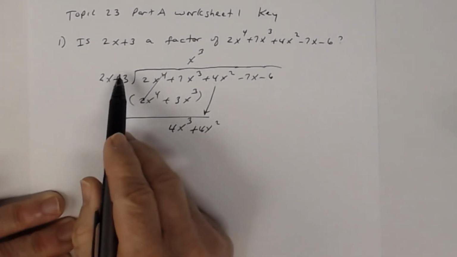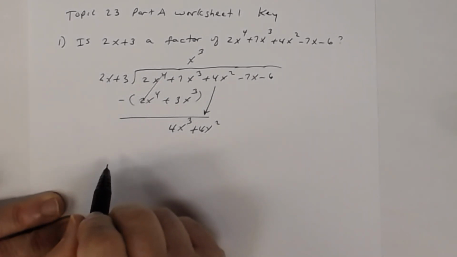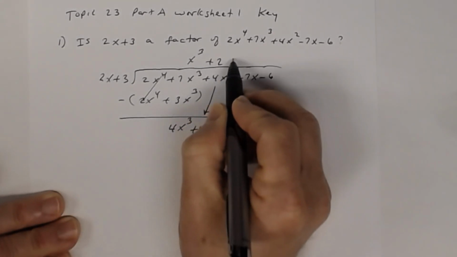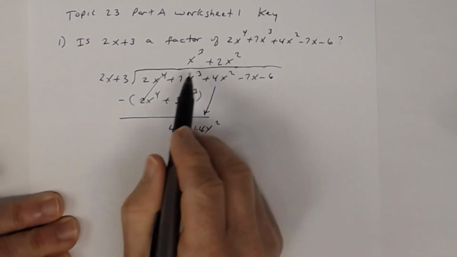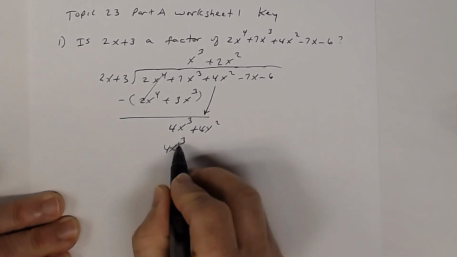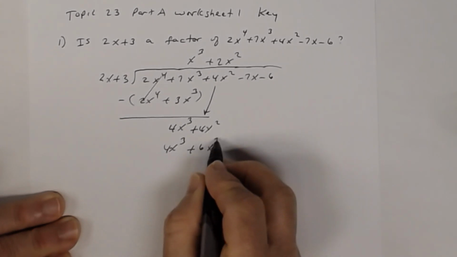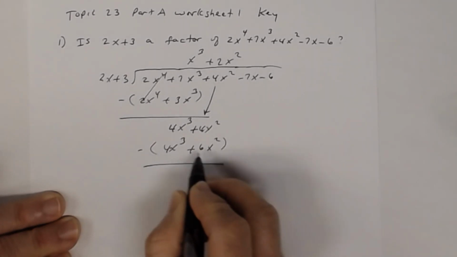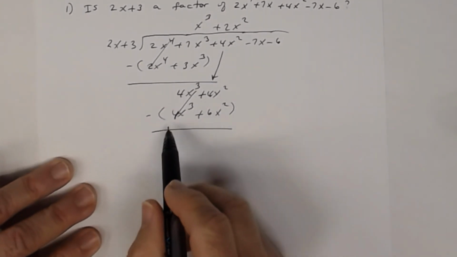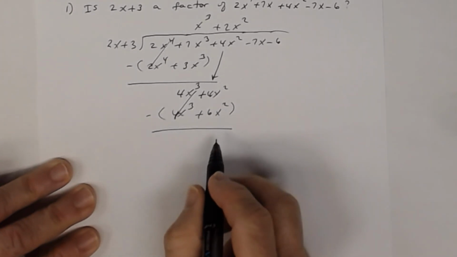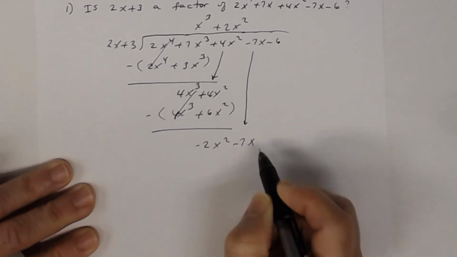The degree here is 3, the degree here is 1. You continue the process. 4x cubed divided by 2x is 2x squared. You put 2x squared. Then you take that term you just wrote, multiply by every term in the divisor. 2x squared times 2x is 4x cubed. They're supposed to be the same. 2x squared times 3 is 6x squared. All right, so then you subtract. 4x cubed minus itself is 0. That has to cancel out, just like it did here. 4x squared minus 6x squared is a negative 2x squared. And then you bring down the next term, minus 7x.